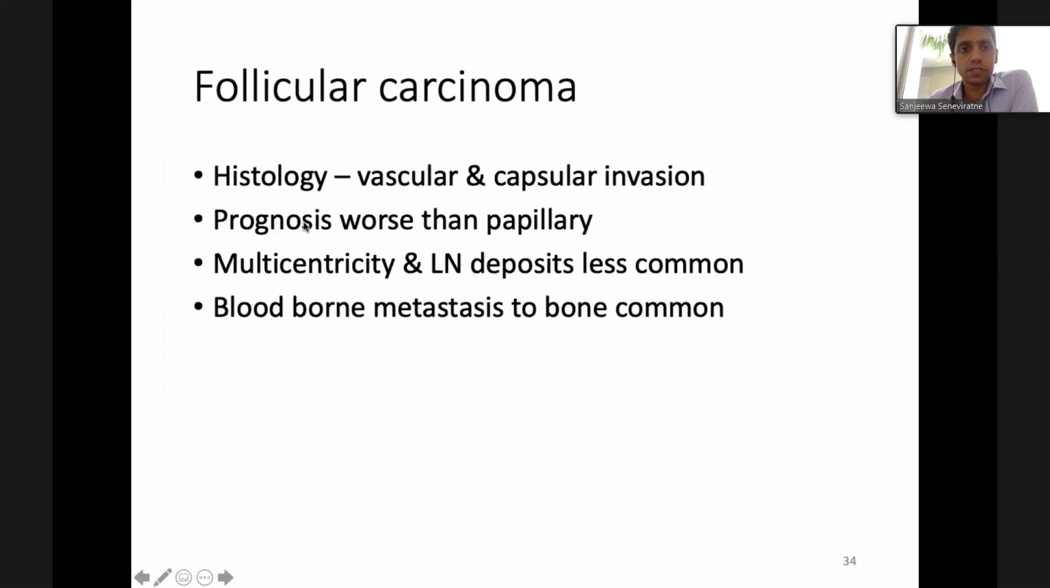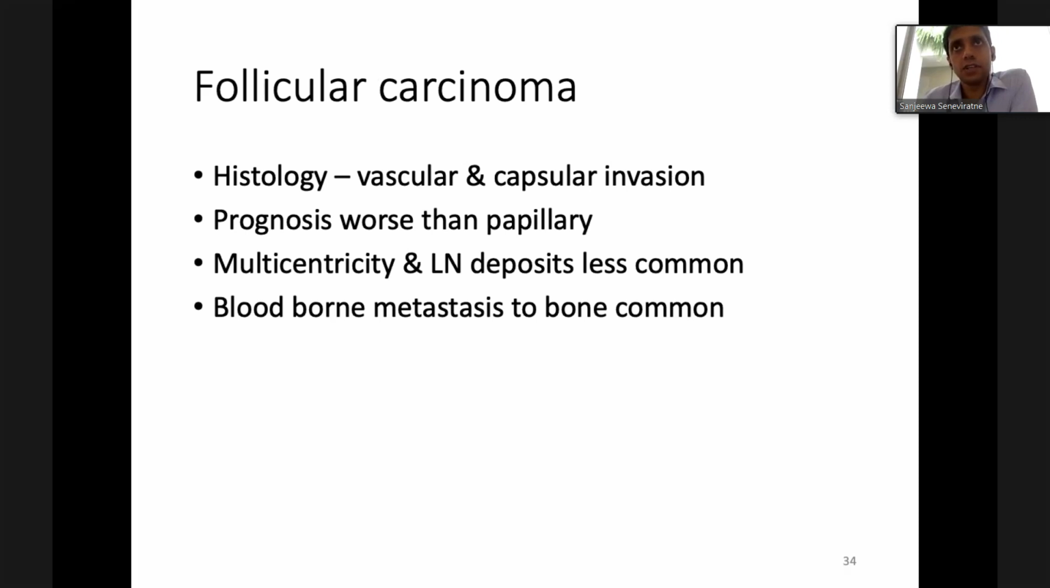Right, so these are some of the pictures. Right, moving from papillary to follicular, it's slightly different. Now, papillary carcinomas are diagnosed with FNAC, whereas follicular carcinomas we cannot diagnose with FNAC, because FNA can say that this is only a follicular lesion rather than a follicular carcinoma.